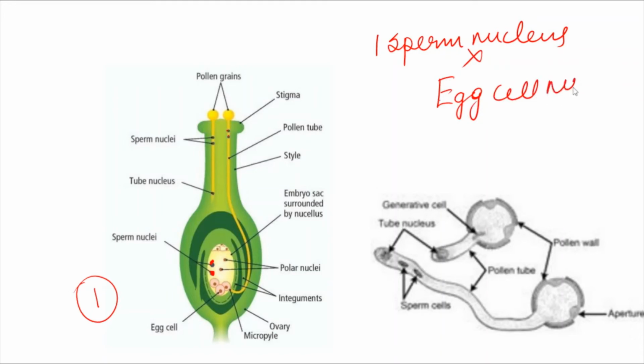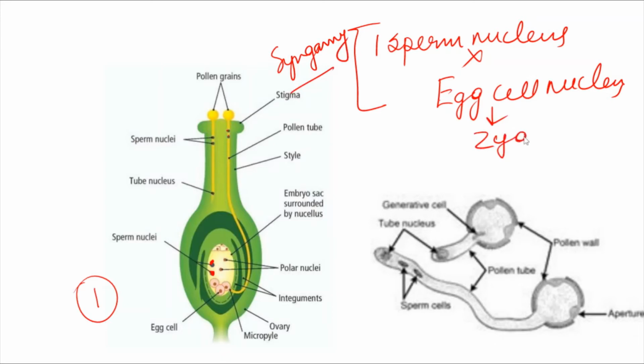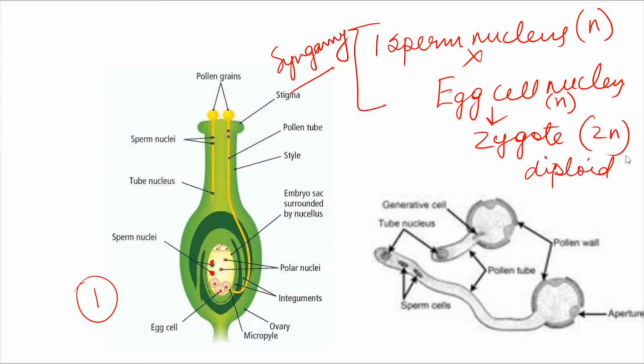Okay, now this process is called what? This is called syngamy. Okay, syngamy. This will produce a diploid zygote. Okay, represented by 2n. Both the gametes are haploid in nature, represented by n. So n plus n, that is 2n. That condition of the zygote is called diploid. Okay, I hope you have understood.